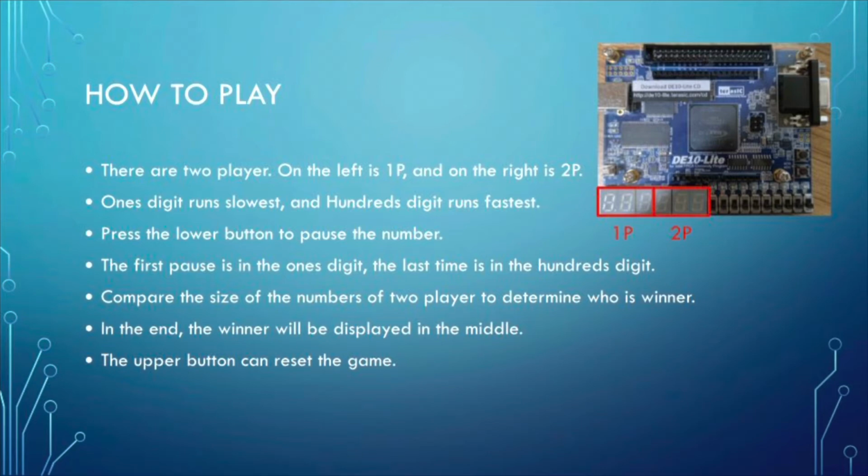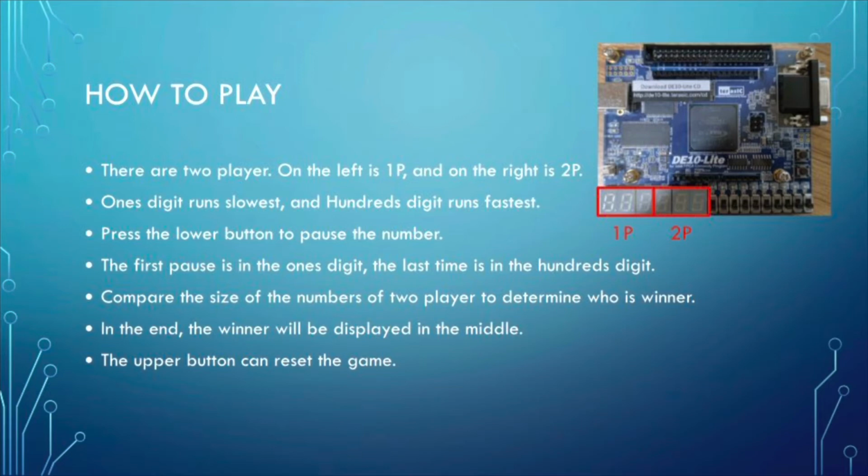Okay, so there are 2 black buttons on the right side of the board. The lower one, press it once, and you can stop one number. So first player 1 should press it 3 times, and then player 2 3 times. So it shows the 2 numbers, and it can compare the size of the numbers of the 2 players to determine who is the winner.